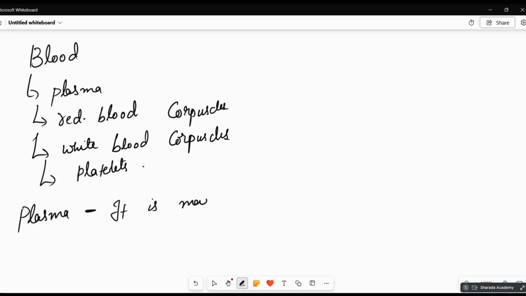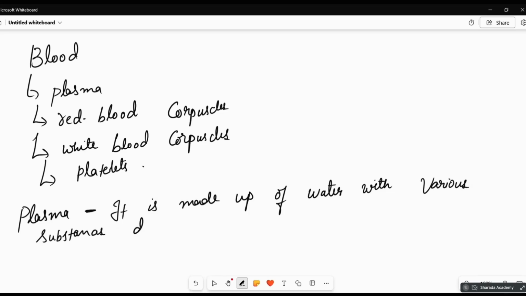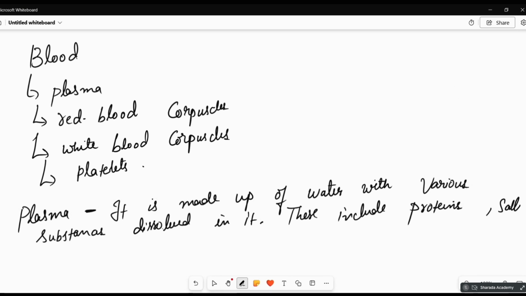It is made up of water with various substances dissolved in it. These include proteins, salts, glucose, and nitrogenous compounds.